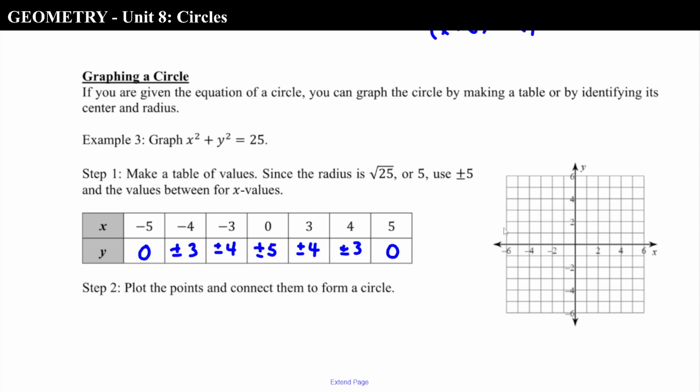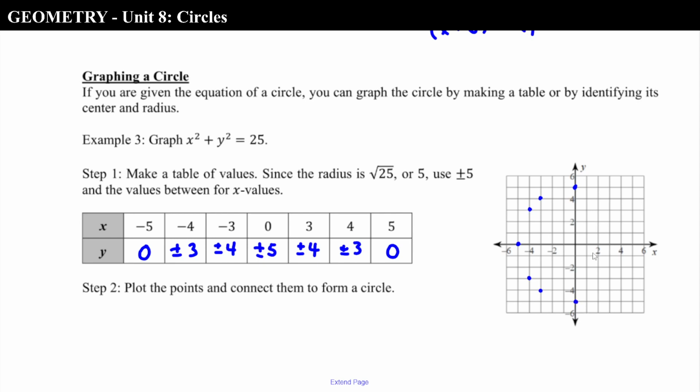So you have -5, 0. So -5, 0 is here. And then you have -4, plus or minus 3. So point here, point here. -3, plus or minus 4. Then you have 0, plus or minus 5.